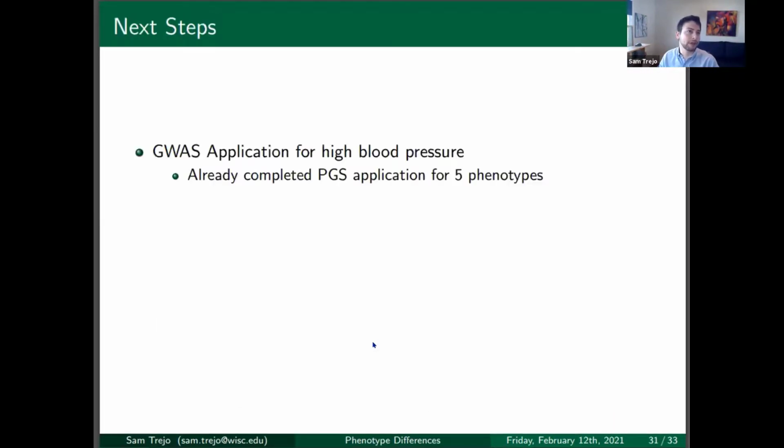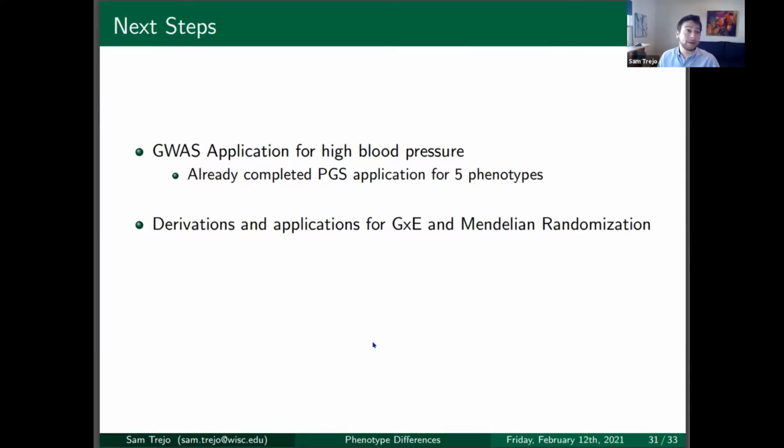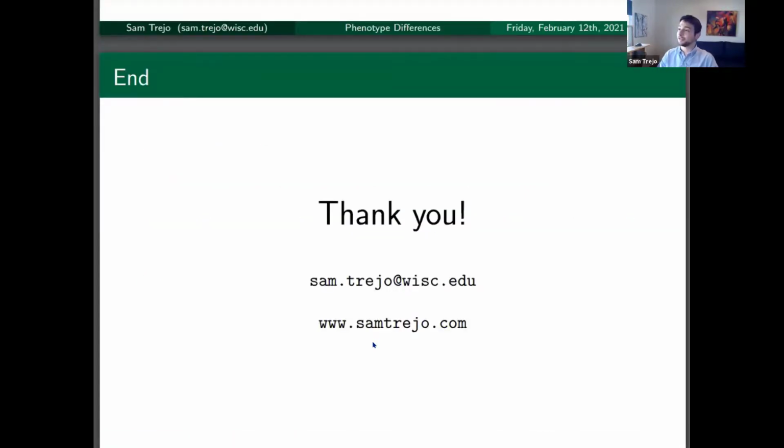In terms of next steps, we've been applying this to GWAS with high blood pressure, and we've already applied it in the PGS applications for five phenotypes. We're expanding the derivations and applications for G by E. You can use it for G by E in certain contexts, not all contexts, and also Mendelian randomization. This works for genetic IV. And we're creating bare bones R packages so people can apply this without having to code it up themselves. But anyways, I'm right at time, and that's all I have for you. Thanks so much for listening.